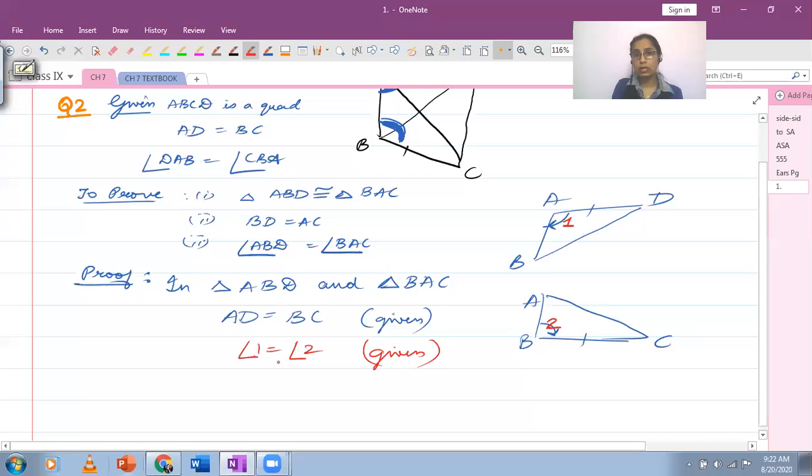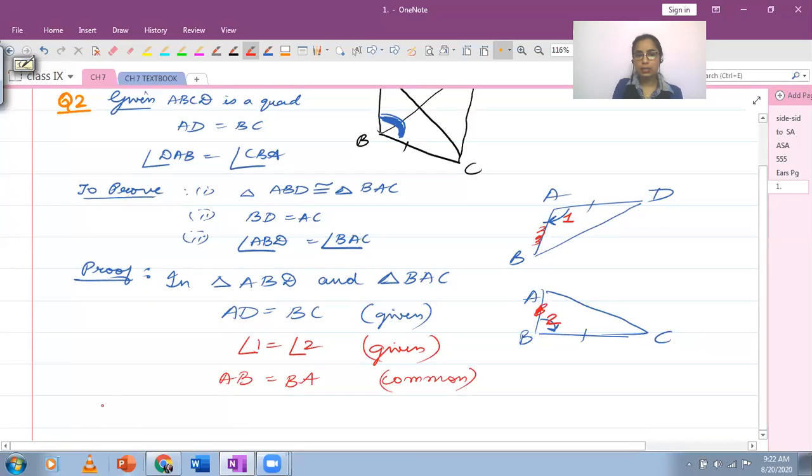Remember, if you are using the numbers, these should be marked in the diagram. It should be mentioned in the figure where 1 and 2 are. It should not be a puzzle to the teacher to find out where A and B actually are. And the third condition that we decided to use was this one, the common side. And then finally, you want to write down your rule. So the rule that we're using here is SAS. The triangles are congruent.